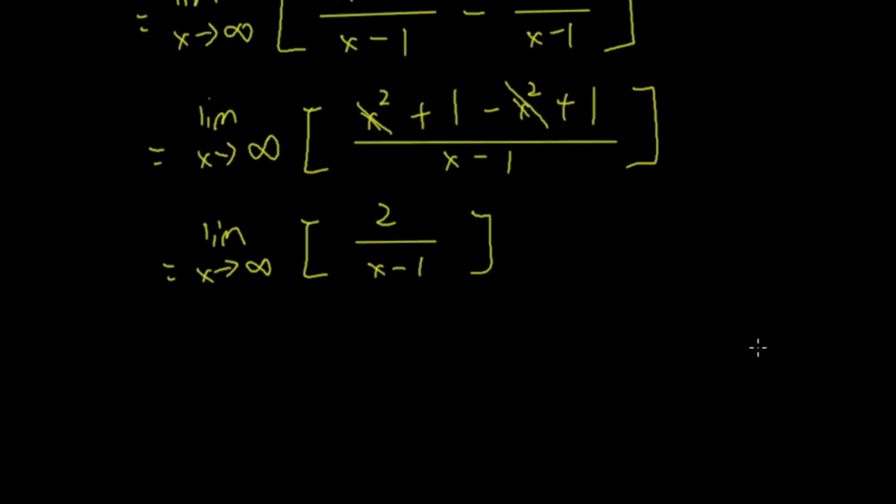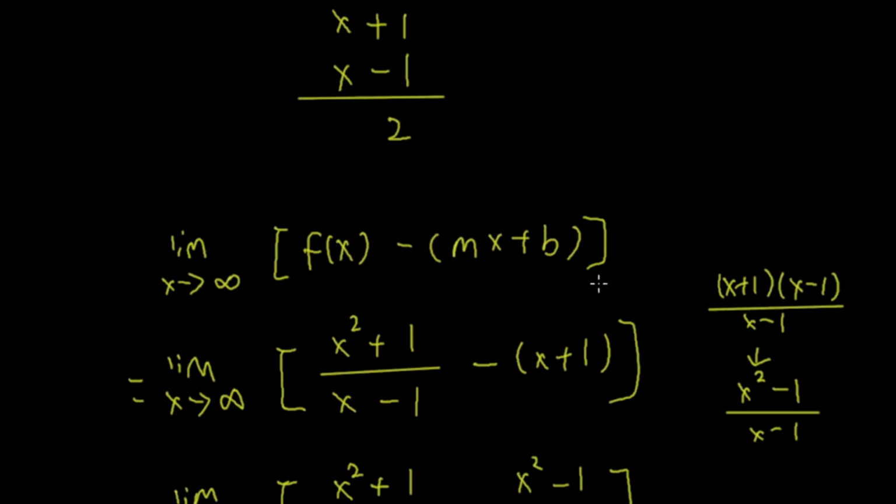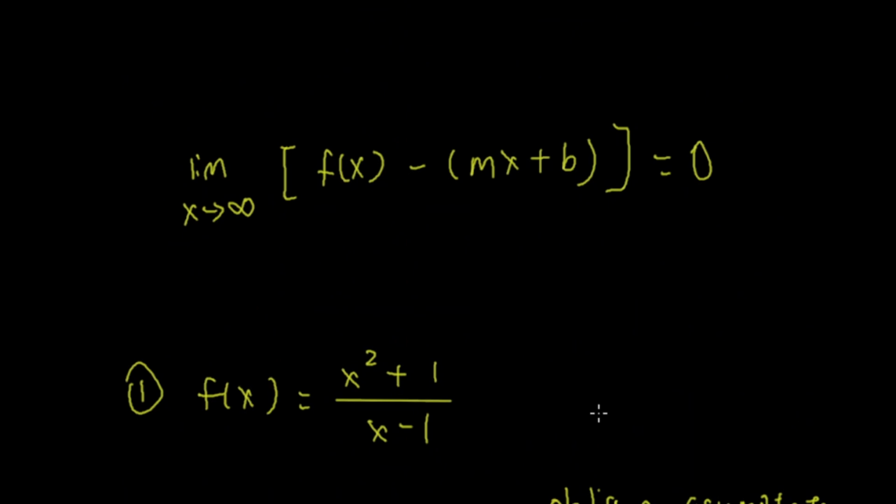Now, you can put infinity into x here. Once you do that, you have 2 over infinity minus 1. Now, infinity minus 1 is a very, very large number. So you have 2 divided by a very, very large number, which is close to 0. Okay, so this is equal to 0, which means this works.